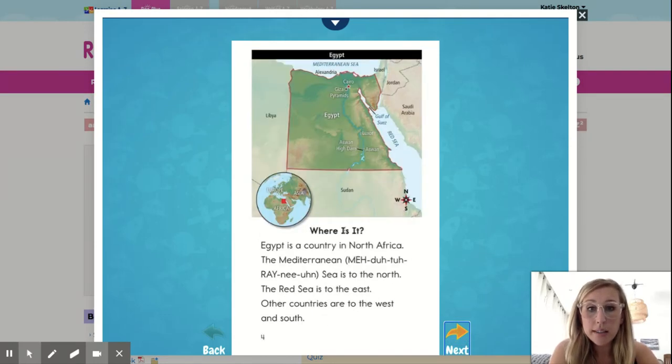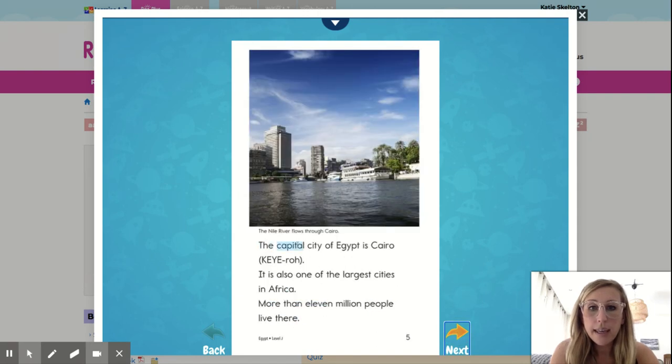We already see first we have a heading, which is a text feature, and we have two map text features that help tell us as a reader where we are reading about, okay? Egypt is a country in North Africa. The Mediterranean Sea is to the north. The Red Sea is to the east. Other countries are to the west and south. The capital city of Egypt is Cairo. It is also one of the largest cities in Africa. More than 11 million people live there.